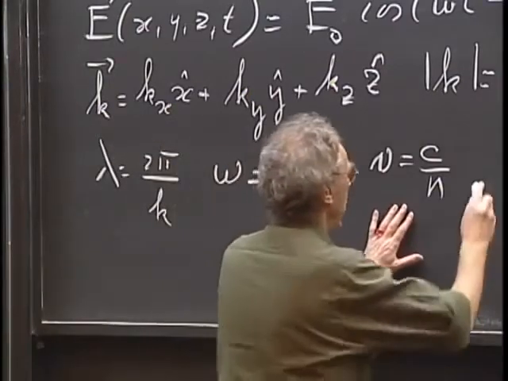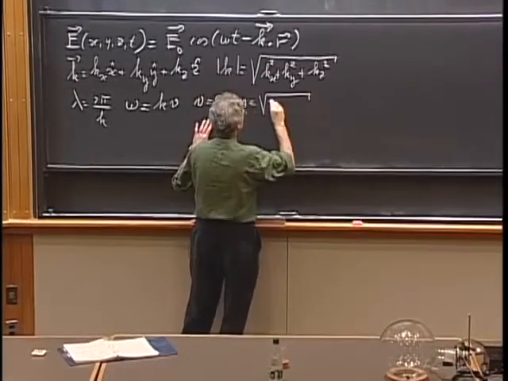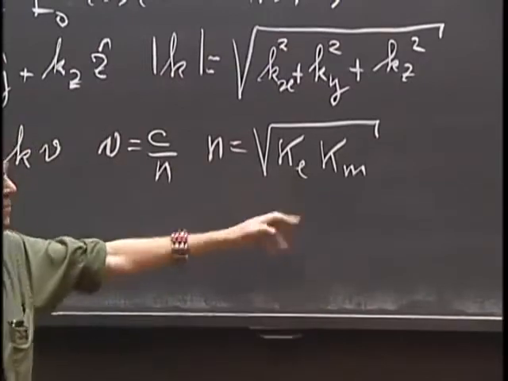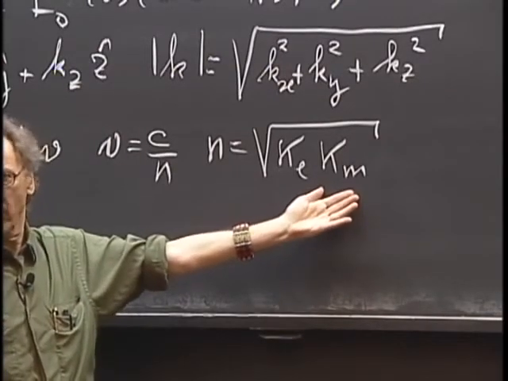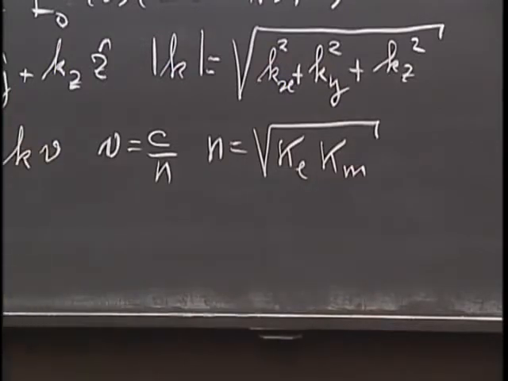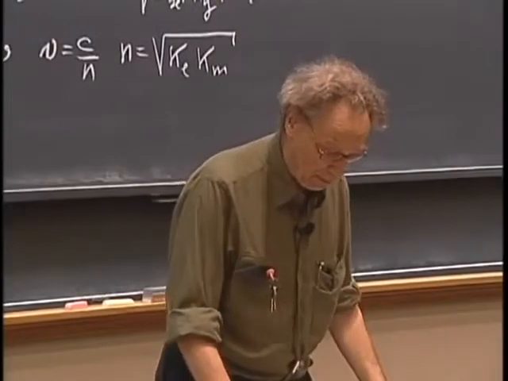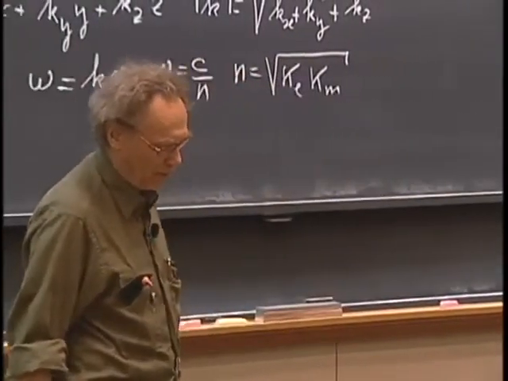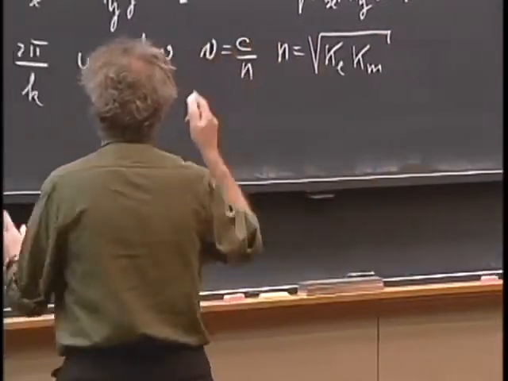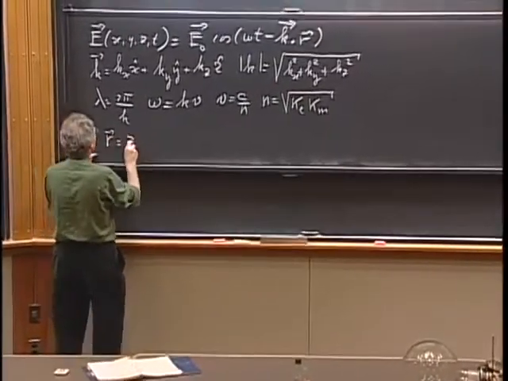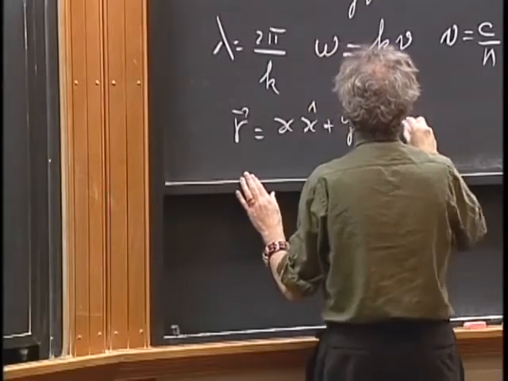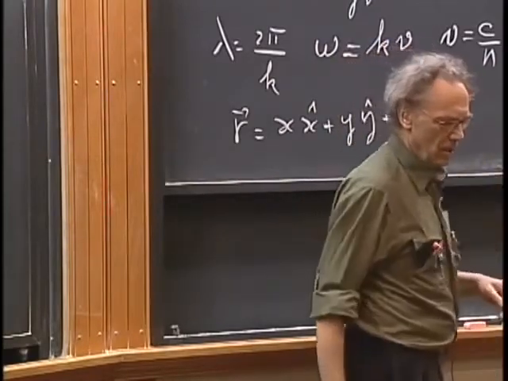But v then is c divided by n, if you have a dielectric. The index of refraction n for a dielectric is then square root of kappa E times kappa m. Most substances, kappa m is very, very close to 1.000, except for ferromagnetic materials. Kappa E itself is frequency dependent, and it can sometimes be extremely strongly dependent on frequency. That's where the dispersion comes in. R equals x roof plus y roof plus z roof. That is the position vector.